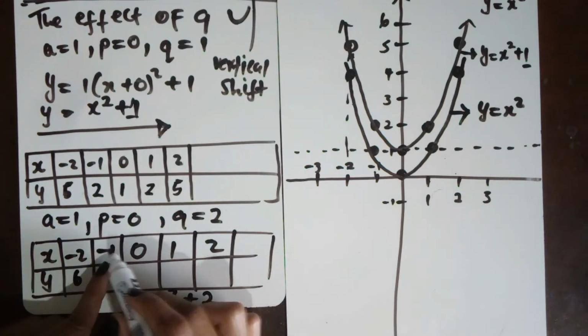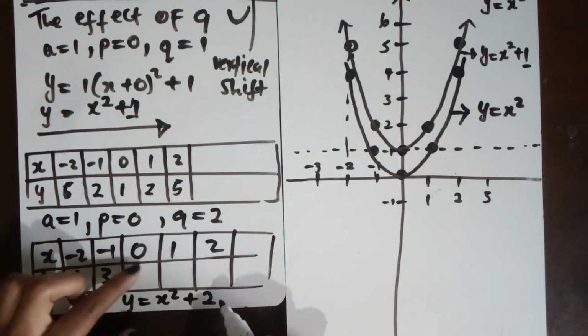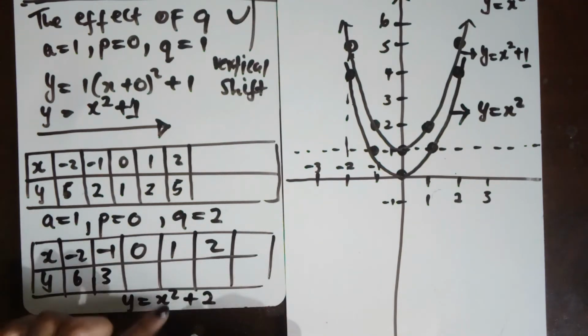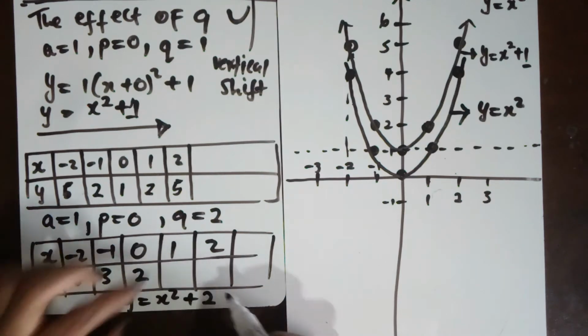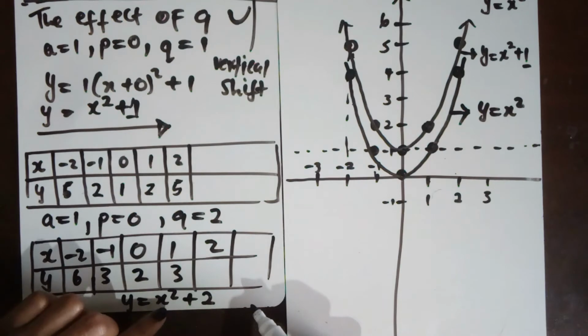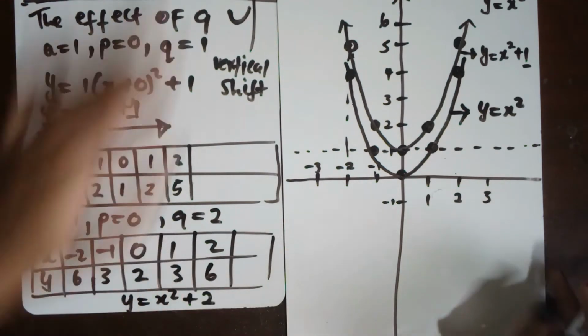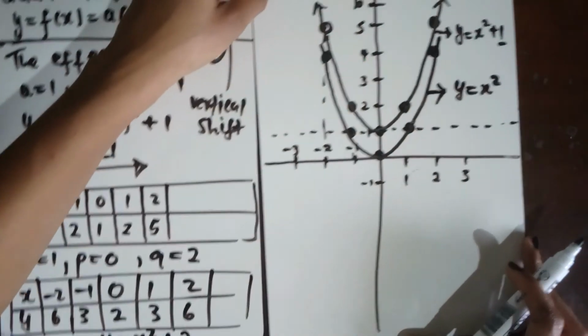-1 squared is 1. 1 plus 2 is going to give us 3. Then 0 squared is 0 plus 2 is going to give us 2. 1 squared is 1 plus 2 is going to give us 3. 2 squared is 4 plus 2 is going to give us 6. Hopefully you are able to do this. This is simple maths, right? And now we try to draw this graph, right?